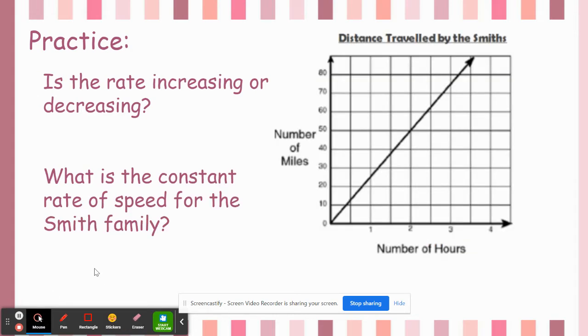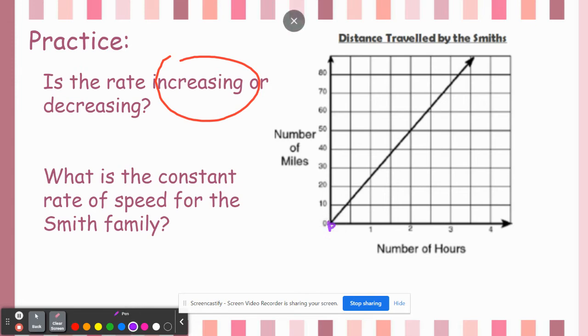Okay, next one. Is the rate increasing or decreasing? So from the left to the right, if you notice, from left to right, it is moving in which direction? Up. So that means it is an increase. Good. Now it says, what is the constant rate of speed for the Smith family? So if you notice, I'm going to read this: distance traveled by the Smiths. This is my number of miles, and this is the number of hours. That helps me write my rate of change. So I'm going to find 2 points. I'm going to use my origin because that one's pretty easy to use.